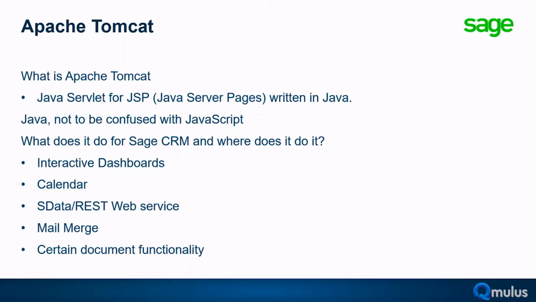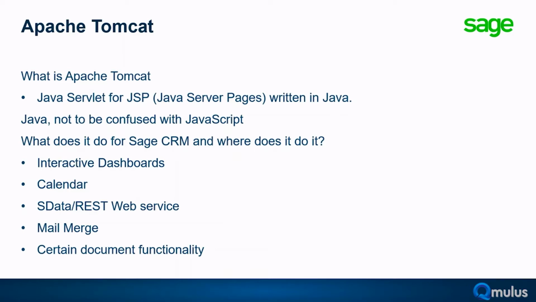Tomcat is a service that runs on our server with a port number, and it can accept requests to that port number and send results back through that port number. Okay? Java should not be confused with JavaScript, as JavaScript is a scripting language that you use in the front end of browsers for interactivity, and Java is a compiled language.